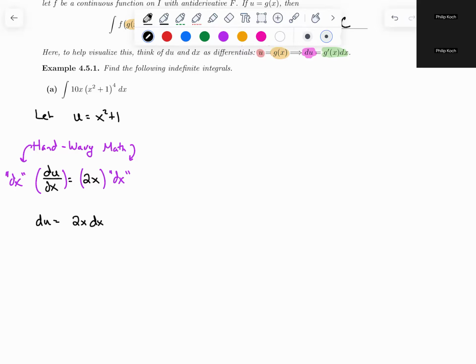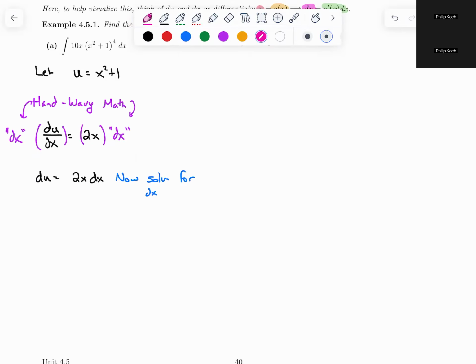Then I want to change the dx to a du. So I need to solve for dx. That gives us, we'll divide both sides by 2x, and get that dx is equal to 1 over 2x du.